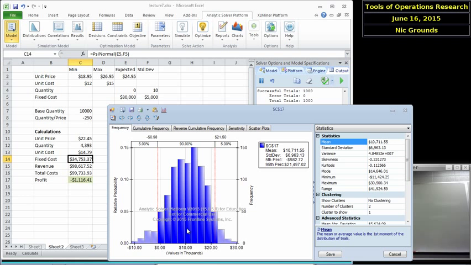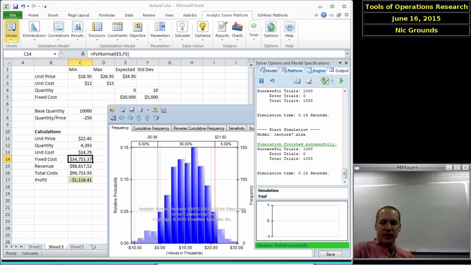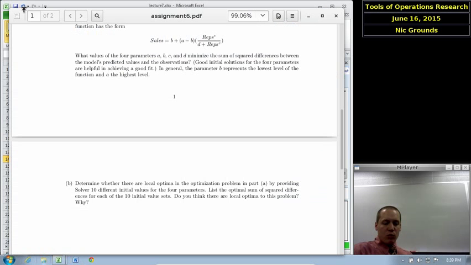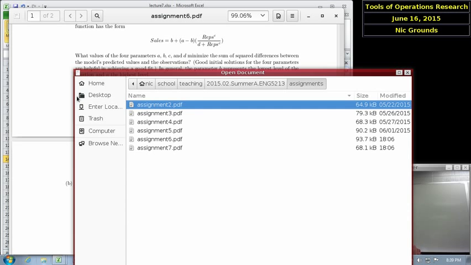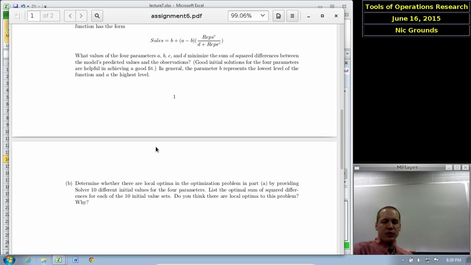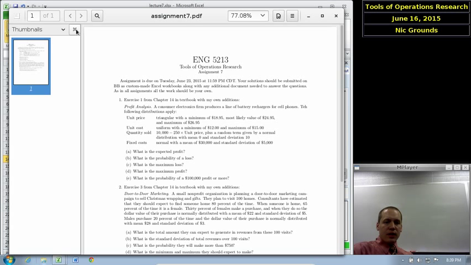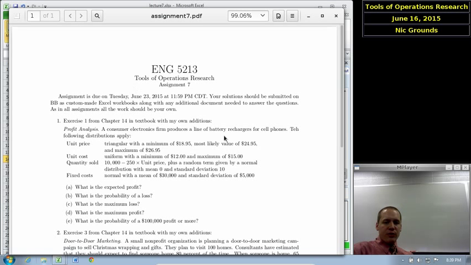Sensitivity, frequency of profits. Any other questions about simulations? Okay. Before we end our talk about simulations, I want to take just one moment and let's look at assignment 7, which should be posted to Blackboard now, just to make sure you understand sort of what we're going to do.